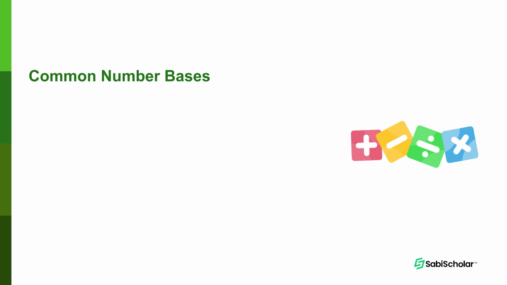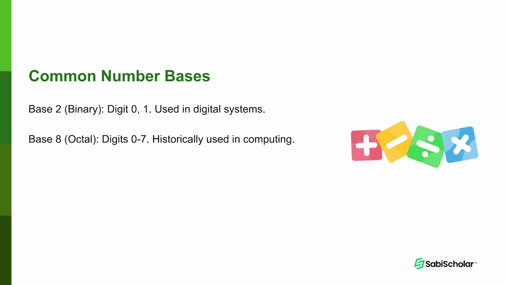Some other common number bases are base 2, which is called binary. The digits used in binary are 0 and 1. So in base 2, just 0 and 1 are the digits used. Binary numbers are usually used in digital systems. Base 8, which is called octal, uses 0 to 7 as the digits. That is, in base 8, we have 0, 1, 2, 3, 4, 5, 6, and 7. And base 8 is historically used in computing. Of course, I've talked about base 10, the decimal, whose digits are 0 to 9, and it is the standard system, the normal system we use.